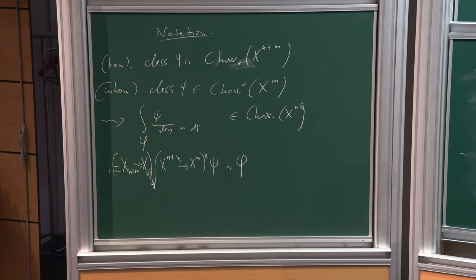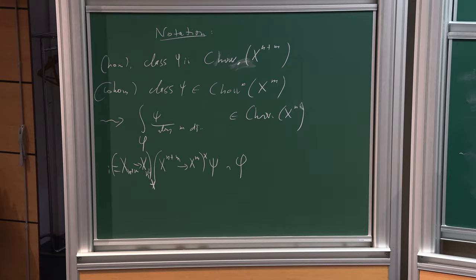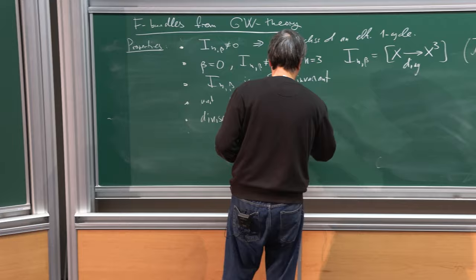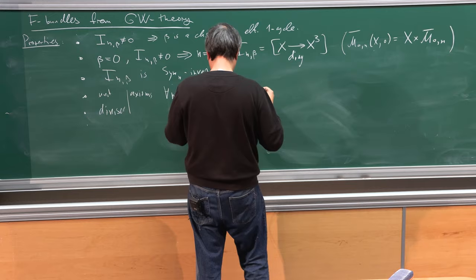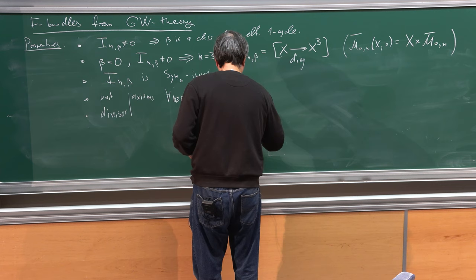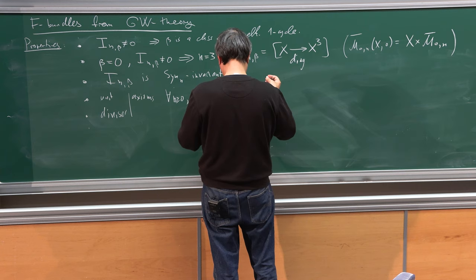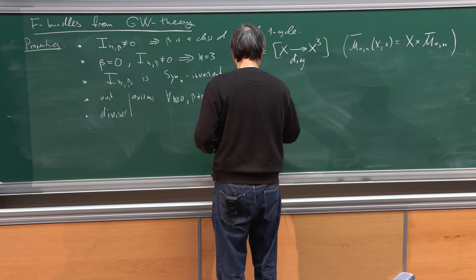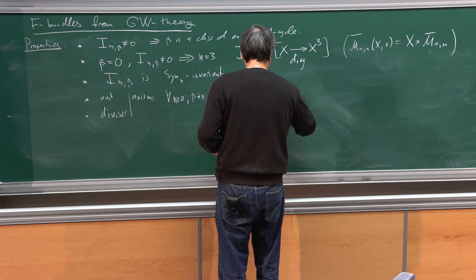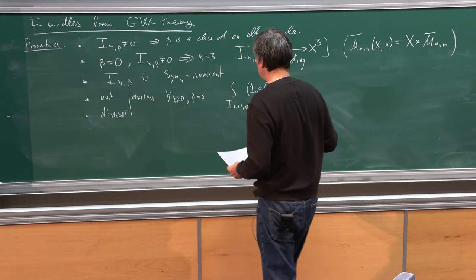So the unit axiom is the following: for any n greater than zero and beta not equal to zero, if I integrate over the last variable, I integrate 1 in X, which is an element in the Chow group zero of X, then I get zero. Oh, in plain terms.